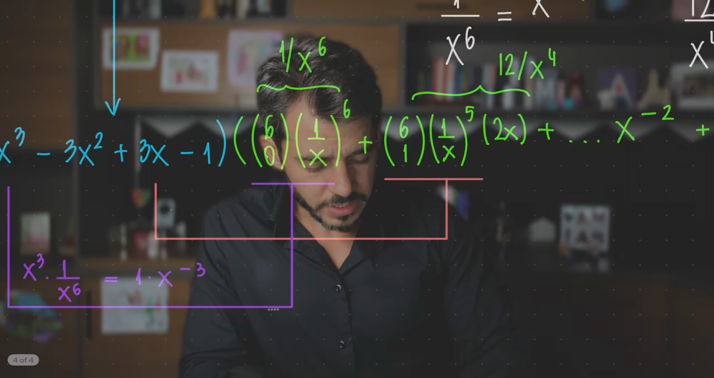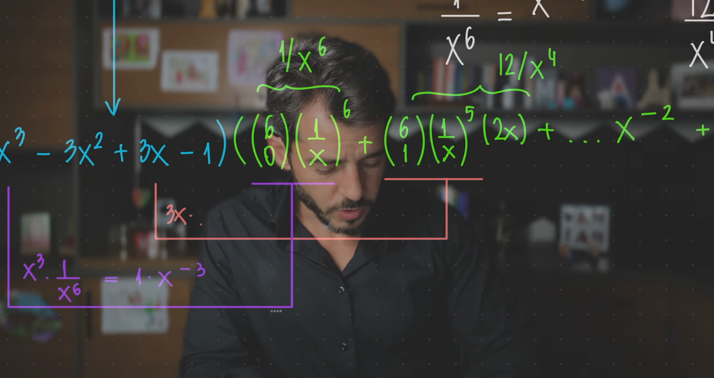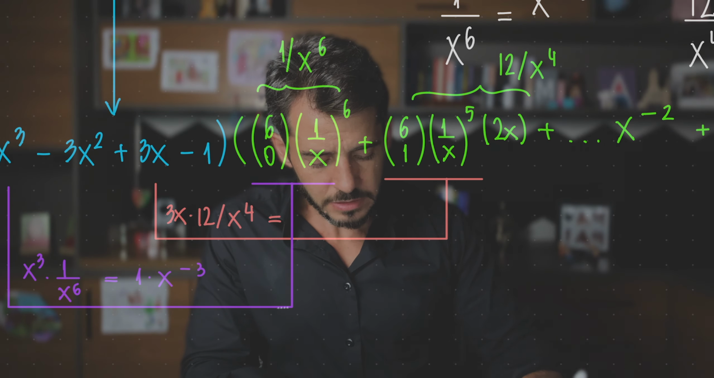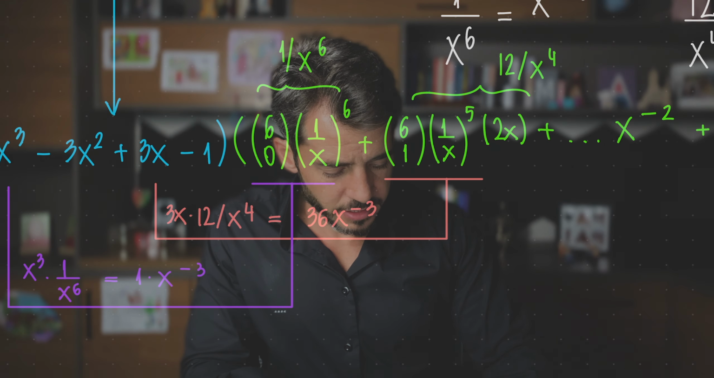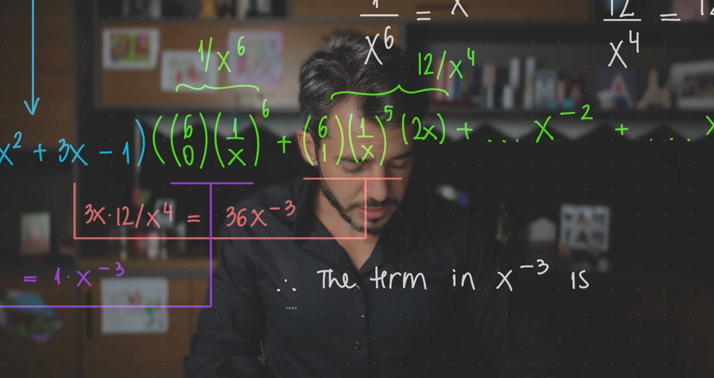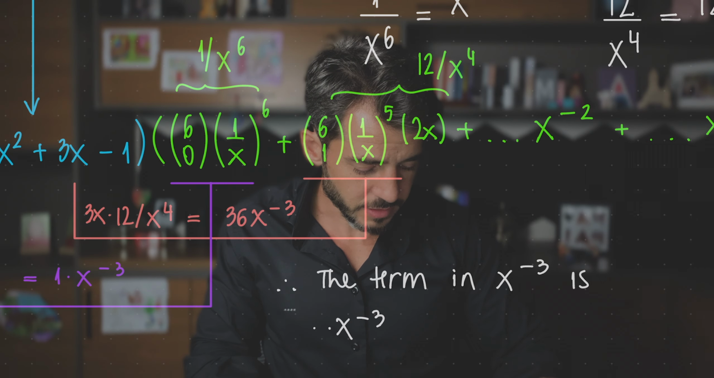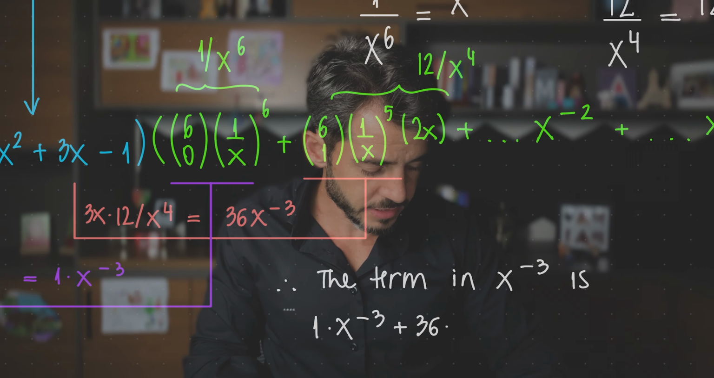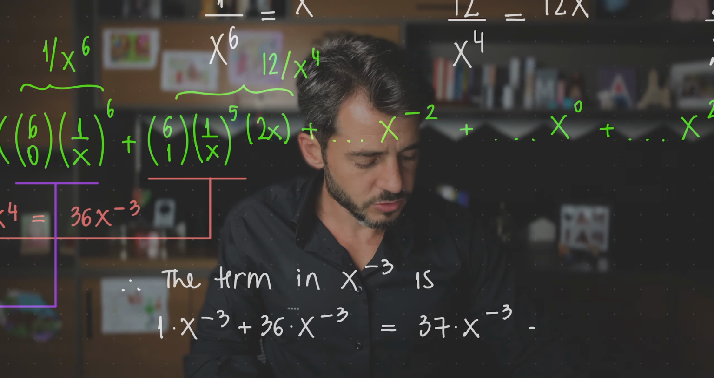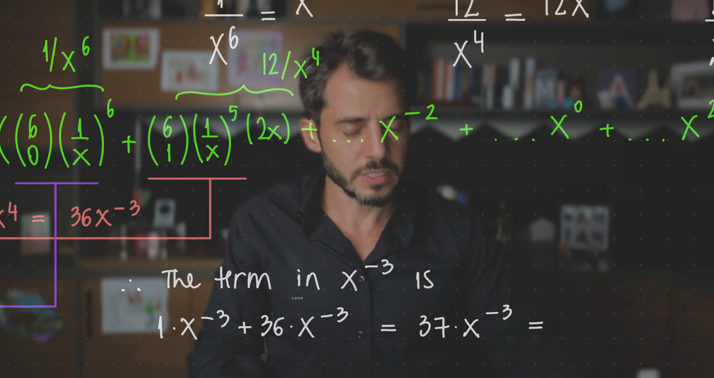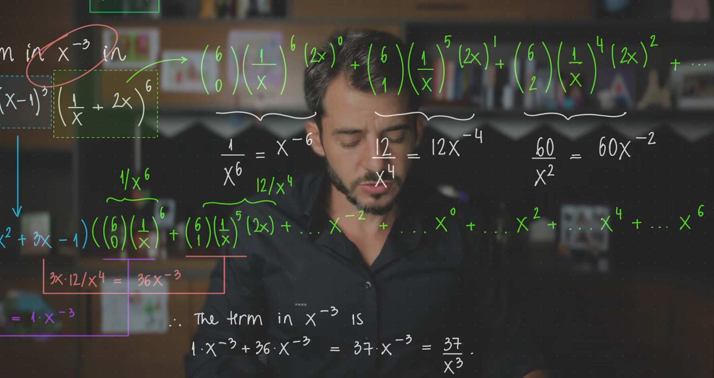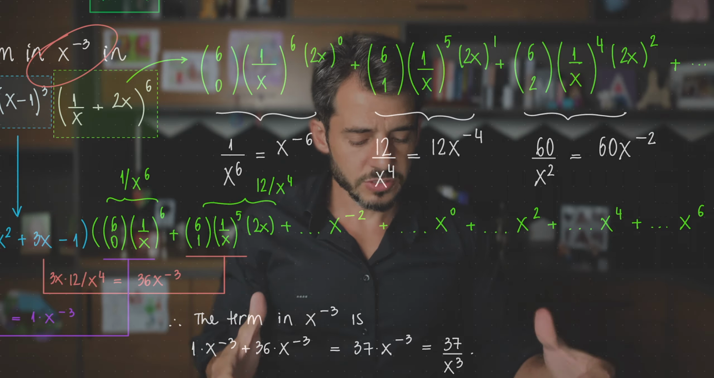Now, the second one gives us 3x times 12 over x to the 4th, which is the same thing as 36x to the negative 3. Therefore, the term in x to the negative 3 is x to the negative 3 times 1 plus 36x to the negative 3, which is 37 times x to the negative 3, which, by the way, is the same thing as 37 over x cubed. All right, so that's all there is to this exercise.